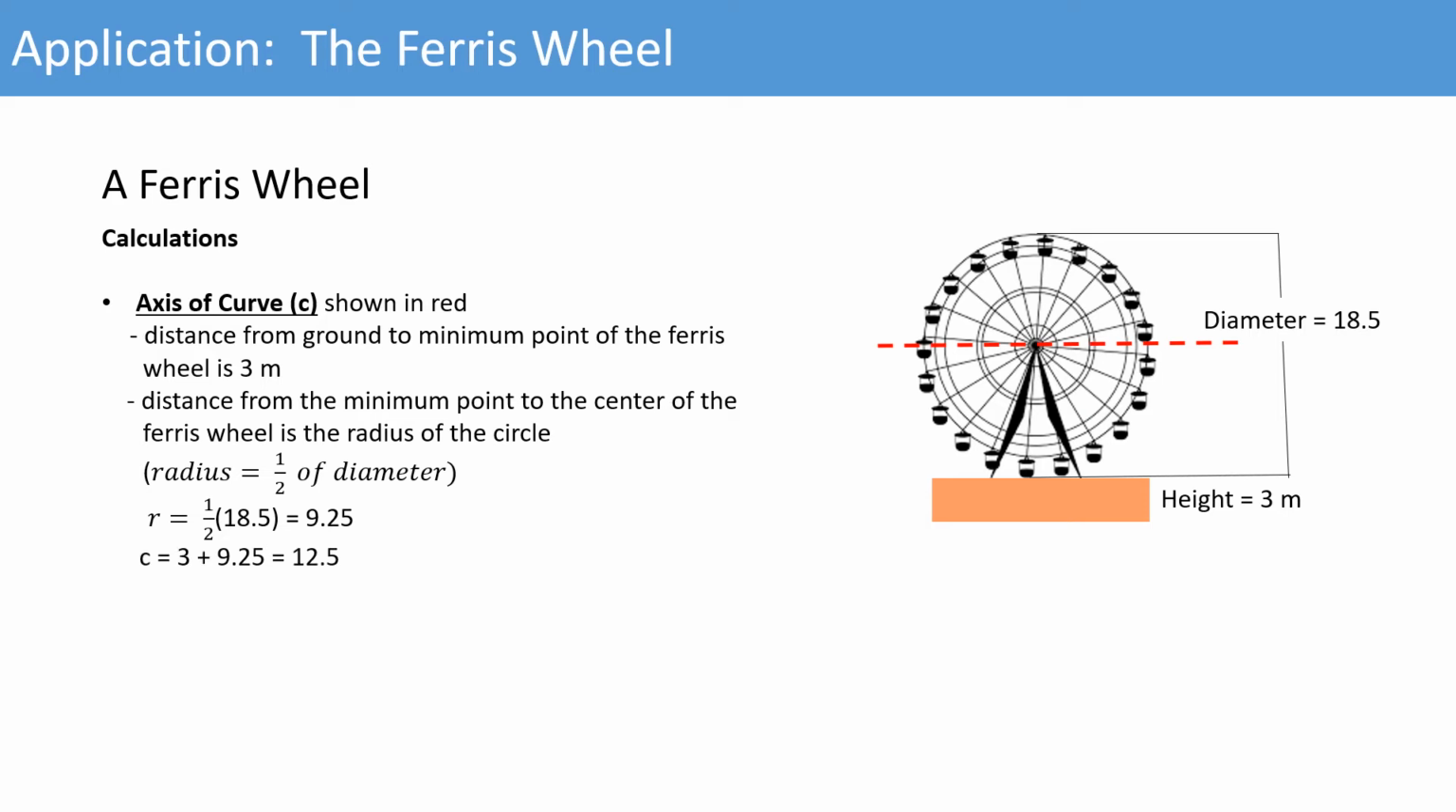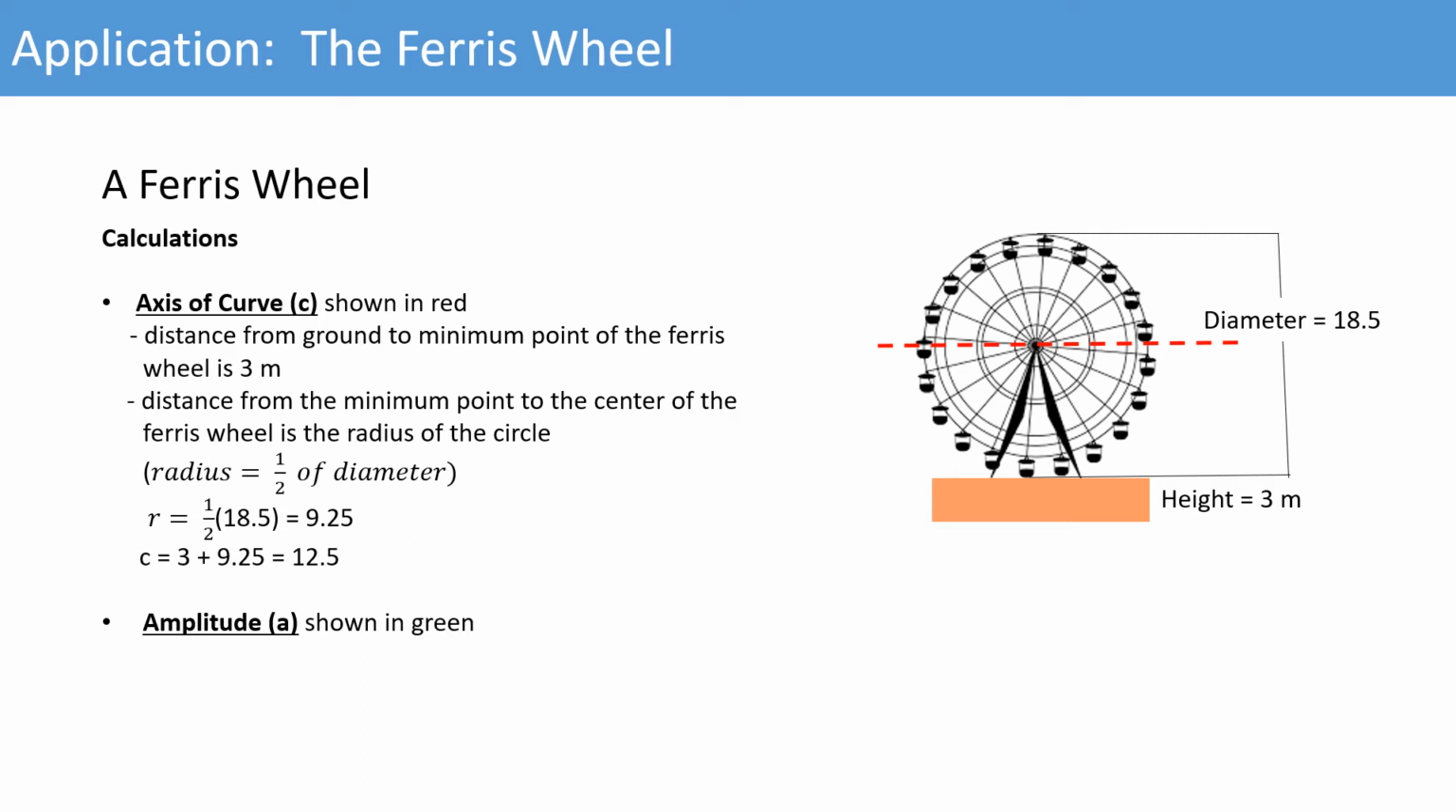9.25. C then has the value 3 plus 9.25, which is equal to 12.25. That means the distance from the ground to the middle of the Ferris wheel is 12.25 meters.